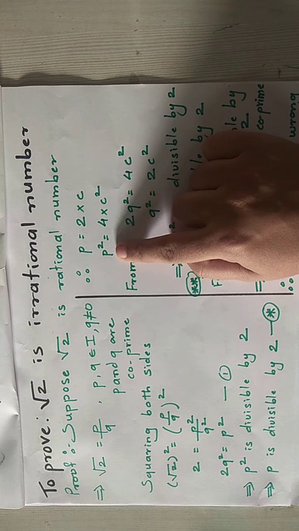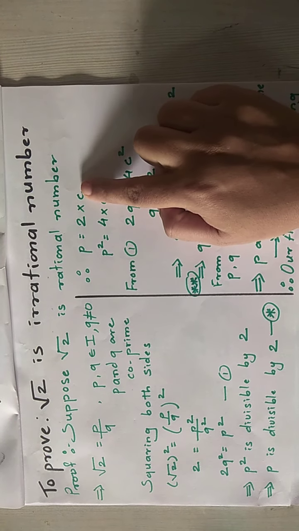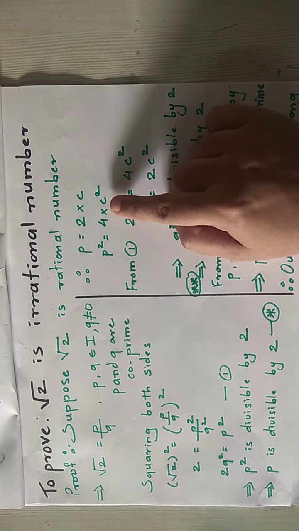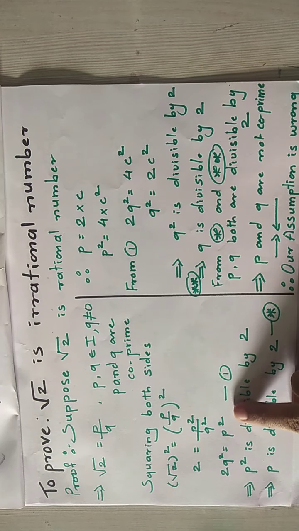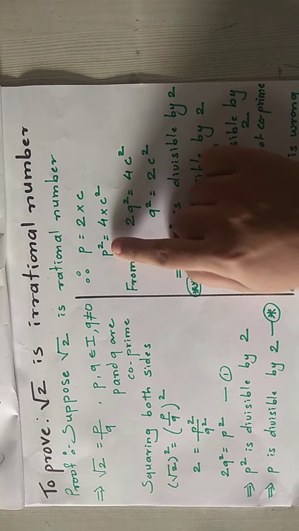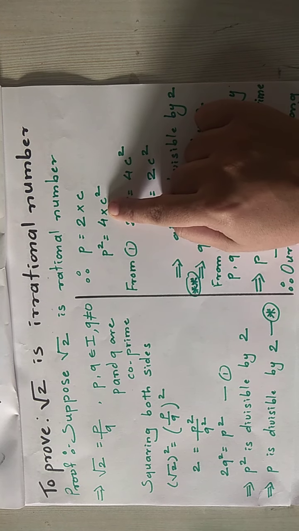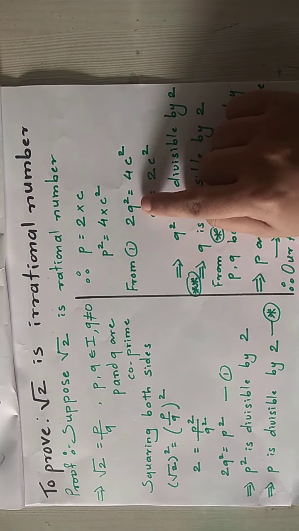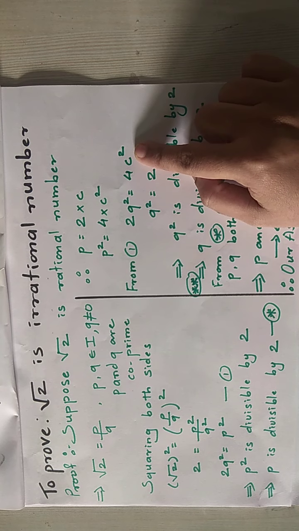Now again, squaring both sides, this will become p square, and this will become 2 2s are 4 and c square. So we have p square is equal to 4c square. Now from this step and step number 1, if you see, here also I have p square, here also I have p square. So if p square is 2q square and here p square is 4c square, that means 4c square and 2q square, they both should be the same. So from step number 1 we have 2q square equal to 4c square.